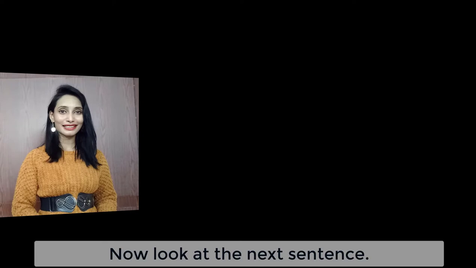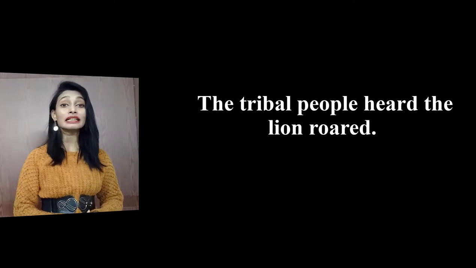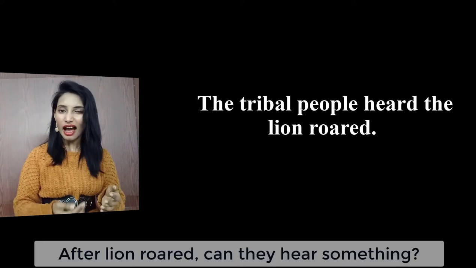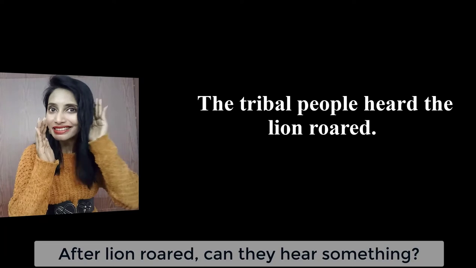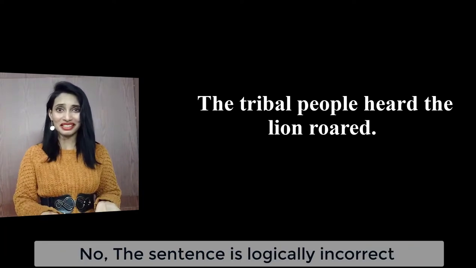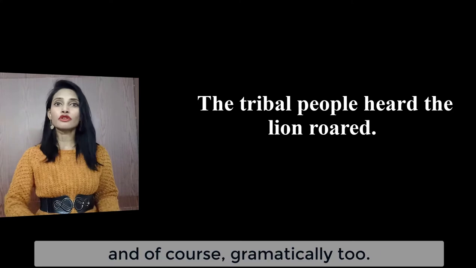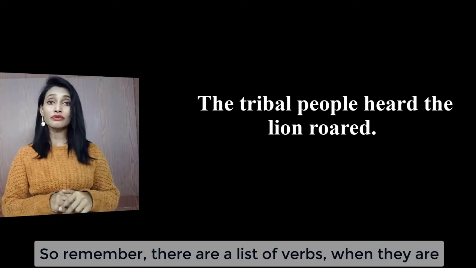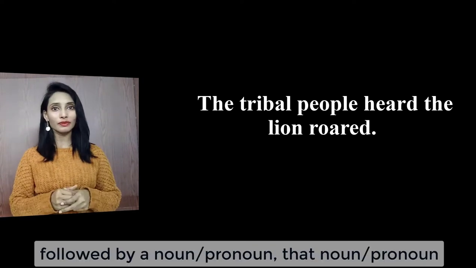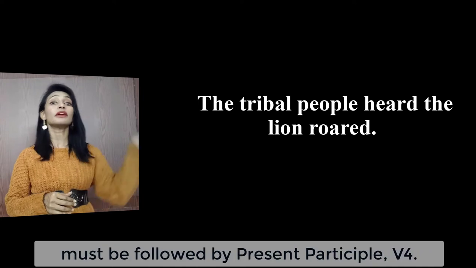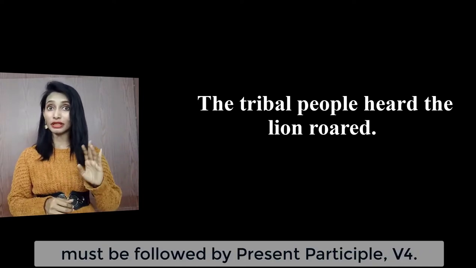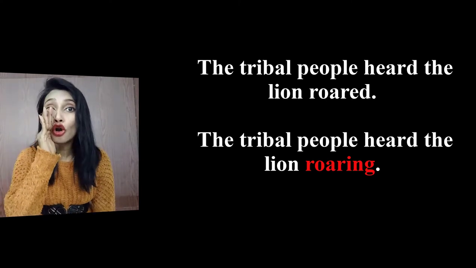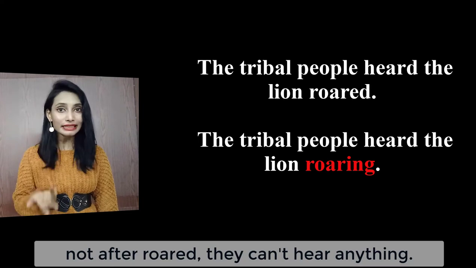Now look at the next sentence. The tribal people heard the lion roared. What did they hear? After lion roared, can they hear something? No. The sentence is logically incorrect and of course grammatically too. So remember, there are a list of verbs when they are followed by a noun or a pronoun, that noun or pronoun must be followed by present participle, V-ing form. The tribal people heard the lion roaring. Not after roar, they can't hear anything, right?